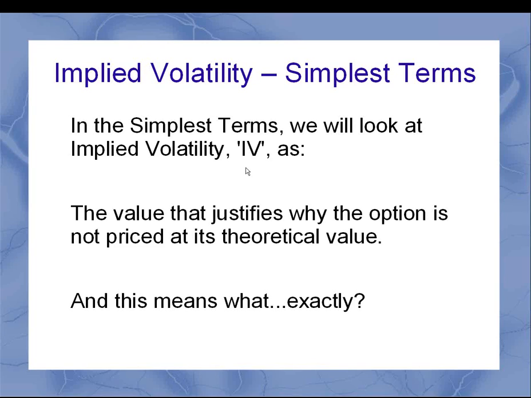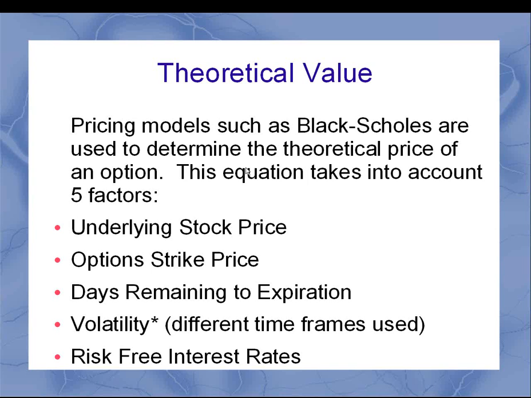Well, the theoretical value of an option, where the option should be priced, pricing models such as the Black-Scholes are usually used to determine where our options should be valued at. And the Black-Scholes pricing model takes into account 5 factors: your underlying stock price, the strike price of the option in relation to the underlying stock price, the days remaining to expiration, the volatility, typically the historical volatility of the underlying stock, and occasionally different time frames are used, and then of course the risk-free interest rates as well.